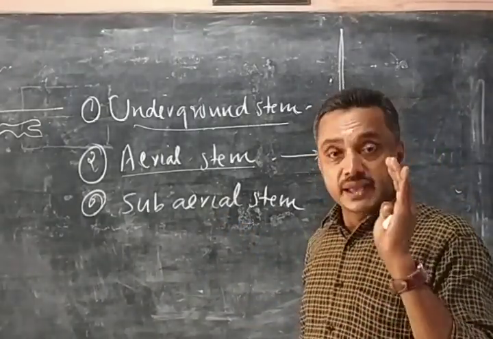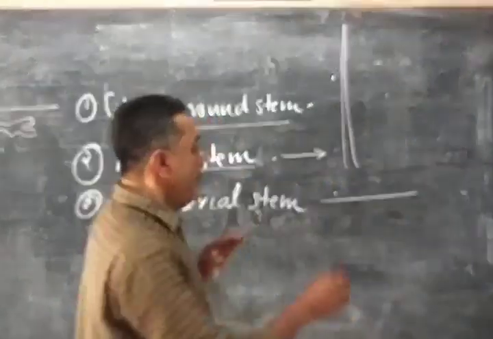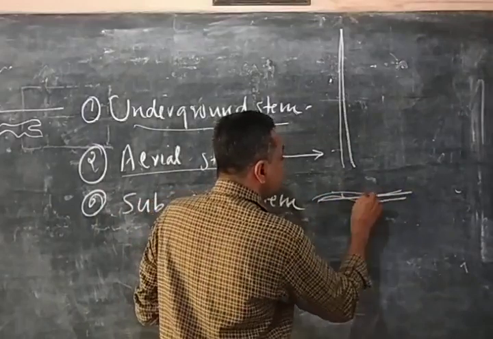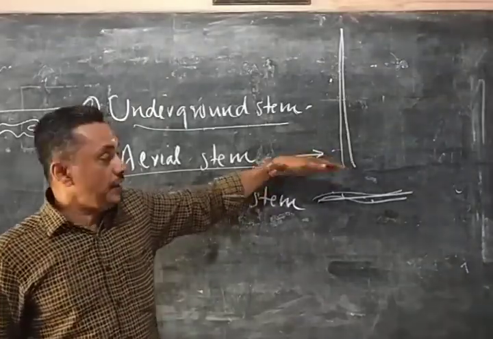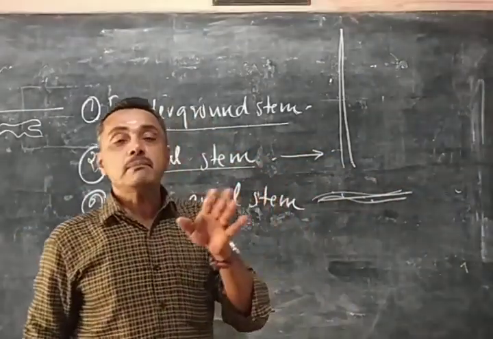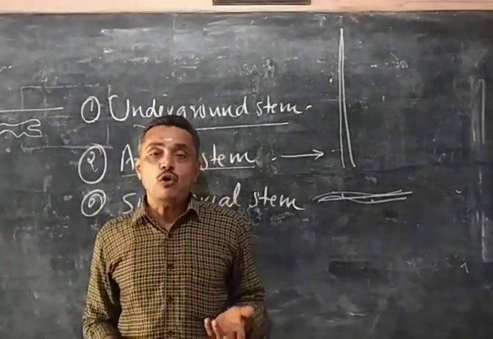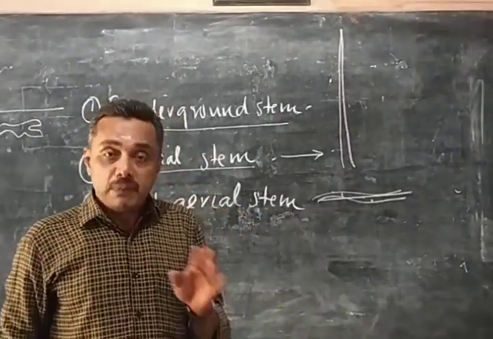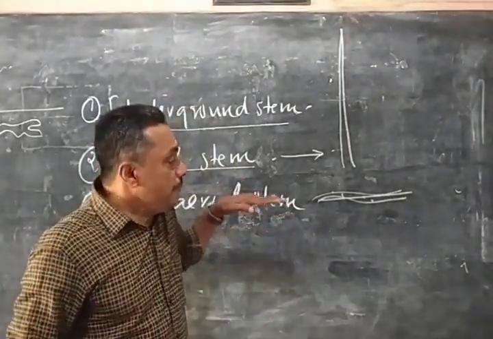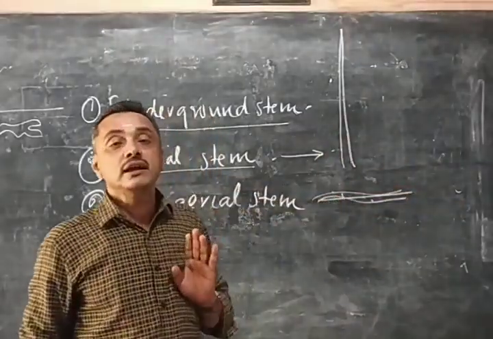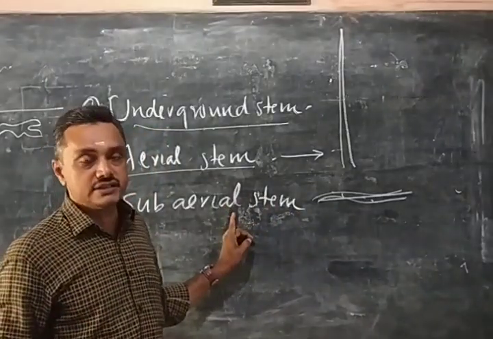Sub-aerial stem means the stem present above the soil level but growing horizontally. They are weak-stemmed plants, called runners. Many plants are like this, such as sweet potato or cucumber. These are weak-stemmed plants, so they cannot stand straight. So they creep above the soil level. They are called weak-stemmed plants or creepers. Such a stem is called a sub-aerial stem.